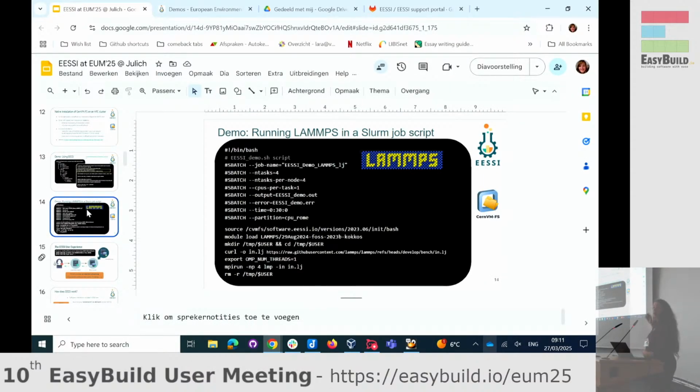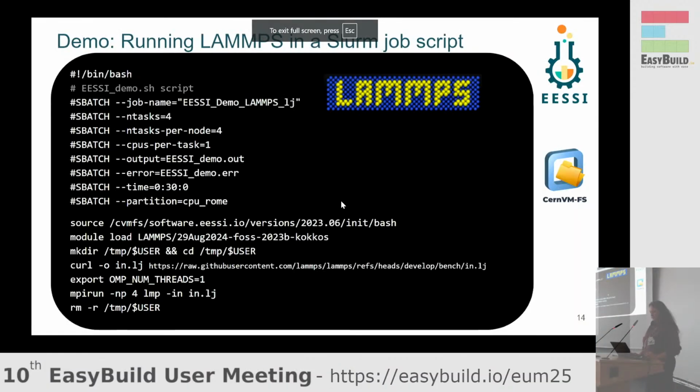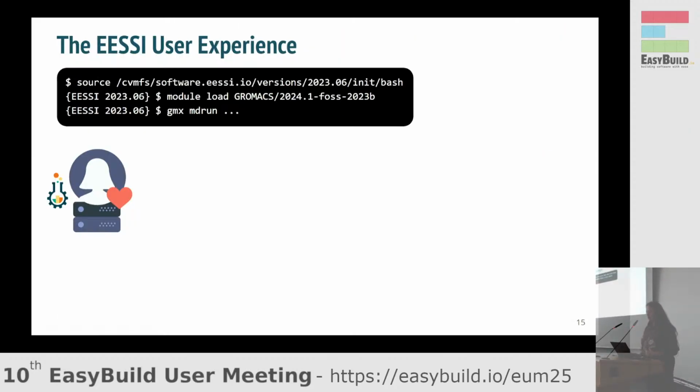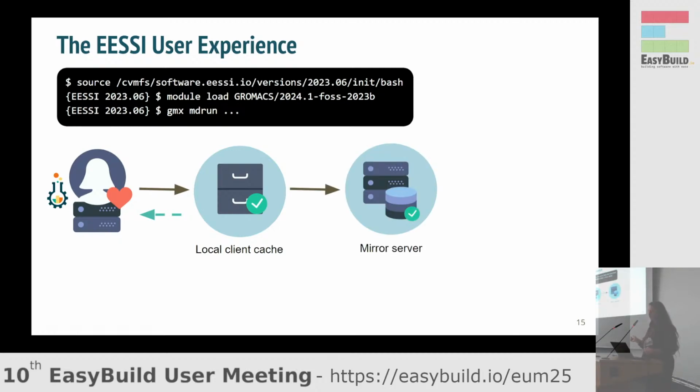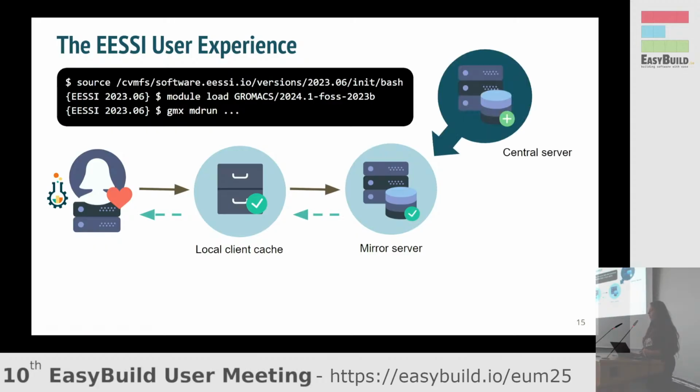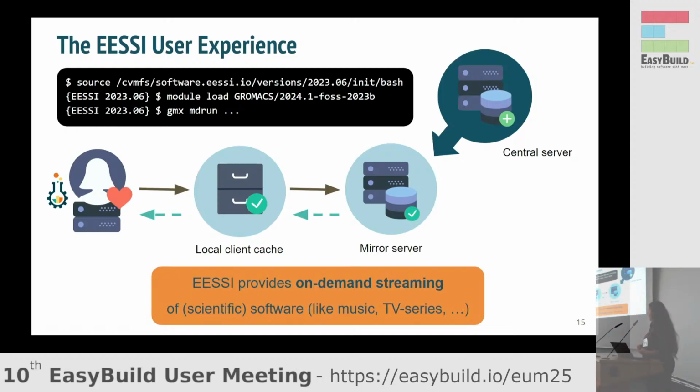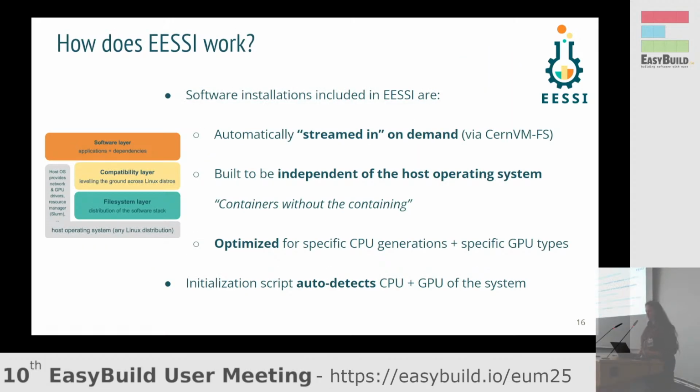So you can also use EESSI in a Slurm batch script, like here with LAMMPS, if it's on your system. And so the EESSI experience in a nutshell is you source the init script, you load a module, and you start running. And what happens when you start running the software is CernVMFS will check the local client cache if it's already been used recently, already available there. If it's already available there, it will just start running on your system. If it's not there yet, then it will go to the mirror server and fetch the files from there. And the mirror servers are fed by a central server. And so EESSI provides on-demand streaming of scientific software, like Netflix or Spotify.